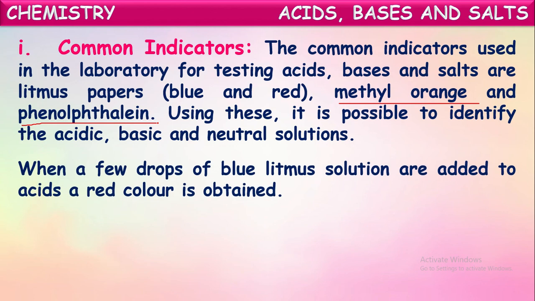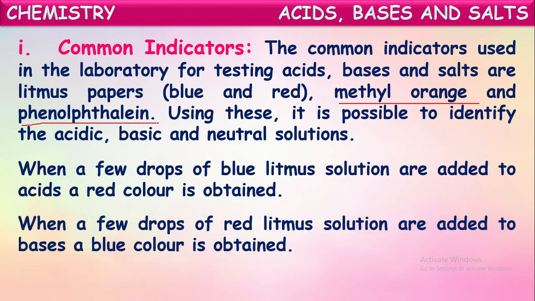When a few drops of blue litmus solution are added to an acid, it turns red. So if you take an acidic solution and add a few drops of blue litmus into that, immediately the solution turns red. This indicates the taken solution is an acid. In the same way, when you drop a few drops of red litmus solution into a basic solution, it turns blue.